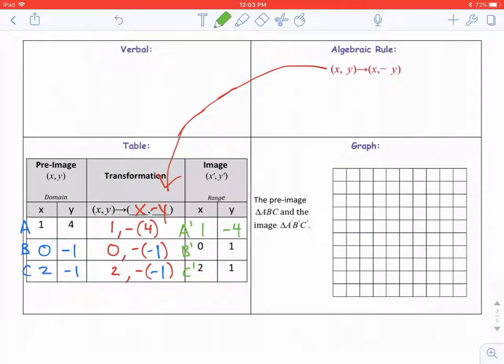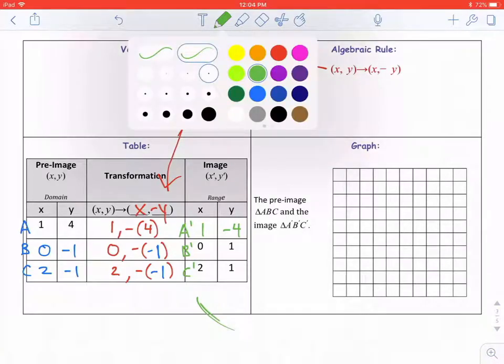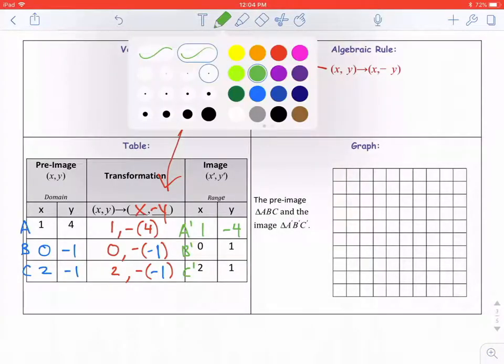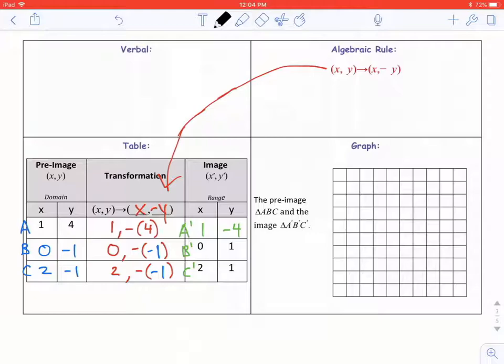Okay, so let's go now to our graph. Usually the table is a great transition to our graph. I don't know why my pen is trying not to cooperate, but we'll keep going. Alright, so first I'm going to put in an x-axis and a y-axis. Let me move that over a little bit. We'll just leave it there.